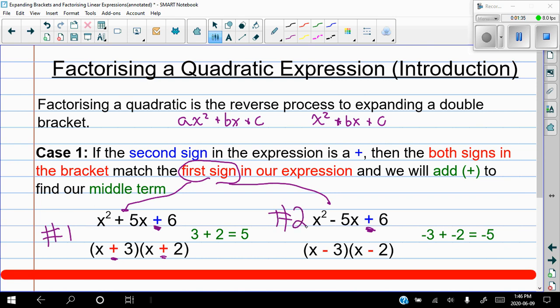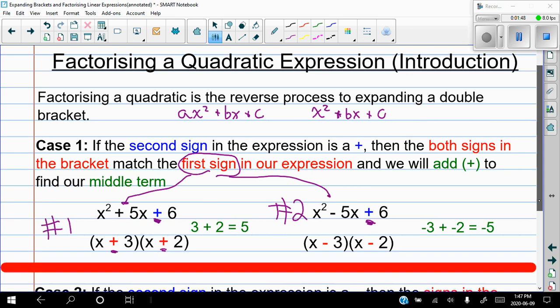The last little part has to do with our factor pairs, when we're trying to find what numbers go inside of our brackets. They'll add to find our middle term. We'll come back to that when we start working through some examples and it'll make a lot more sense.